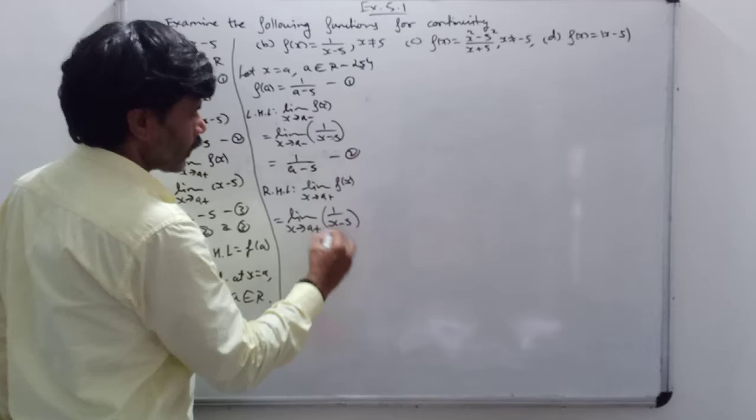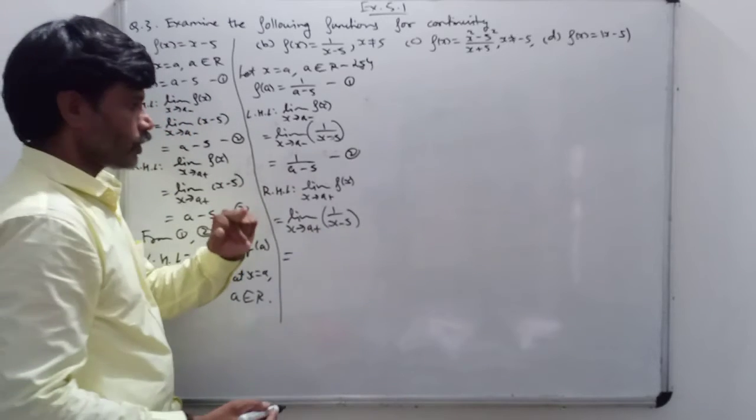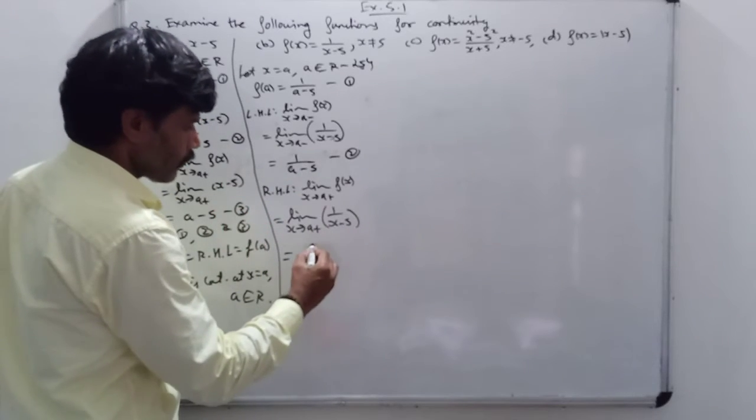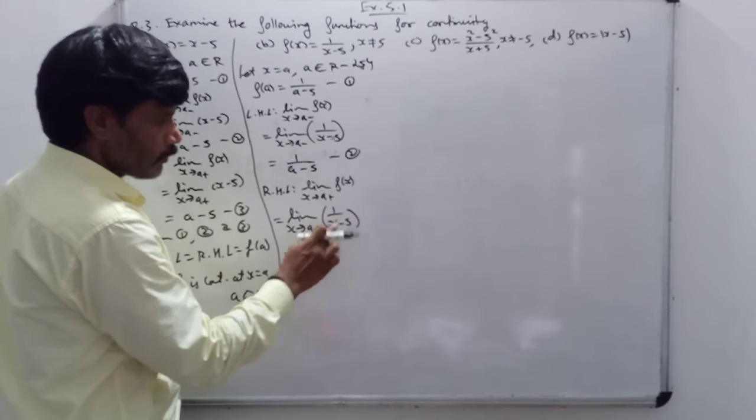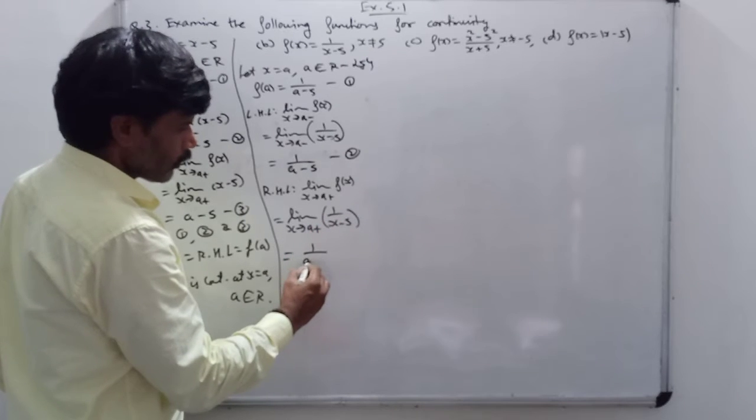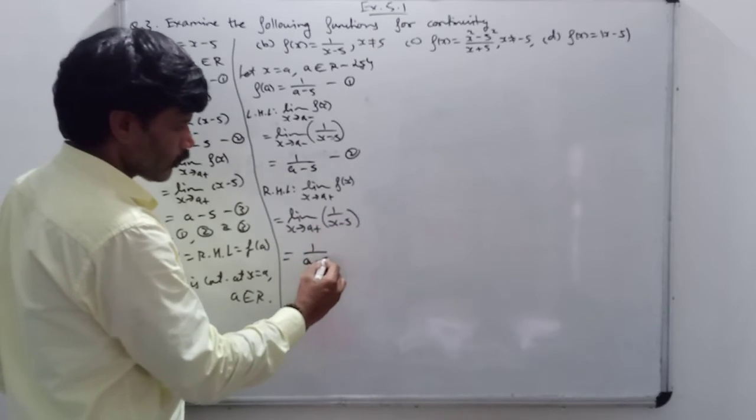1 upon x minus 5. Apply the limit. Limit of f(x) upon g(x) is limit of f(x) upon limit of g(x). So limit of 1 is 1 upon limit of g(x), that is limit of x minus limit of 5. So limit of x when x tends to a is a, limit of constant is constant.